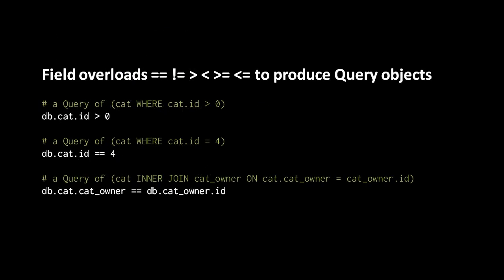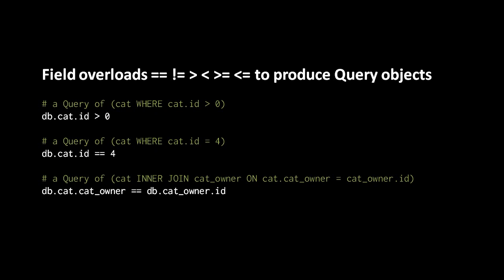Now, to select, update, or delete rows from your database, you need to first create what are called query objects. The primary means we have for creating queries is not to invoke the Query constructor itself, but to use the overloaded operators of the Field type. The Field class has operator methods for the equality operator, the not-equal operator, less than, greater than or equal to, less than or equal to. So when you use those operators and the left operand is a Field object, what you get back is a Query object. So we have three examples here.